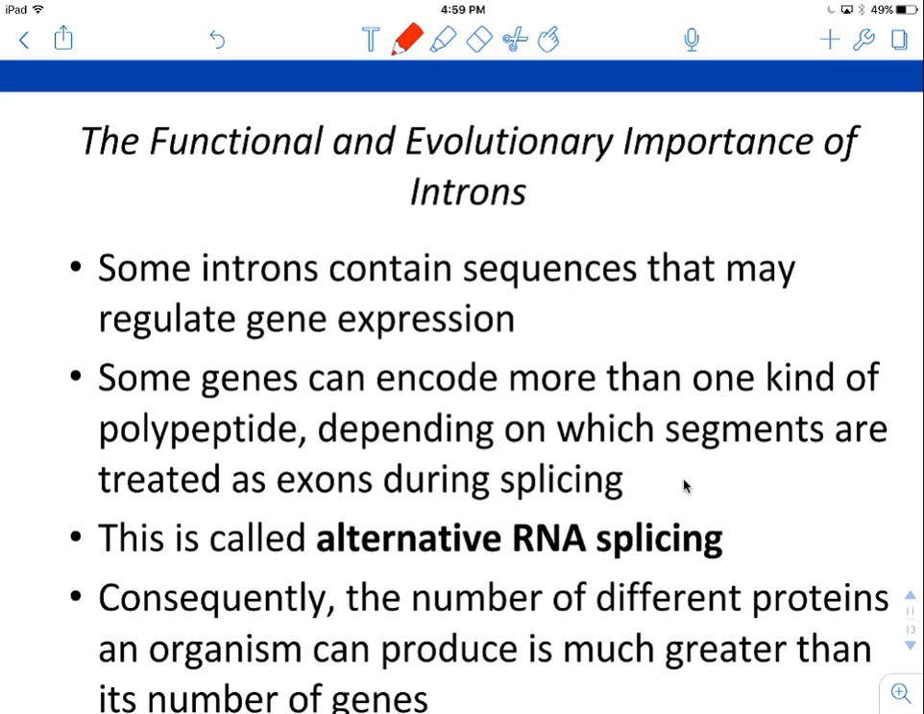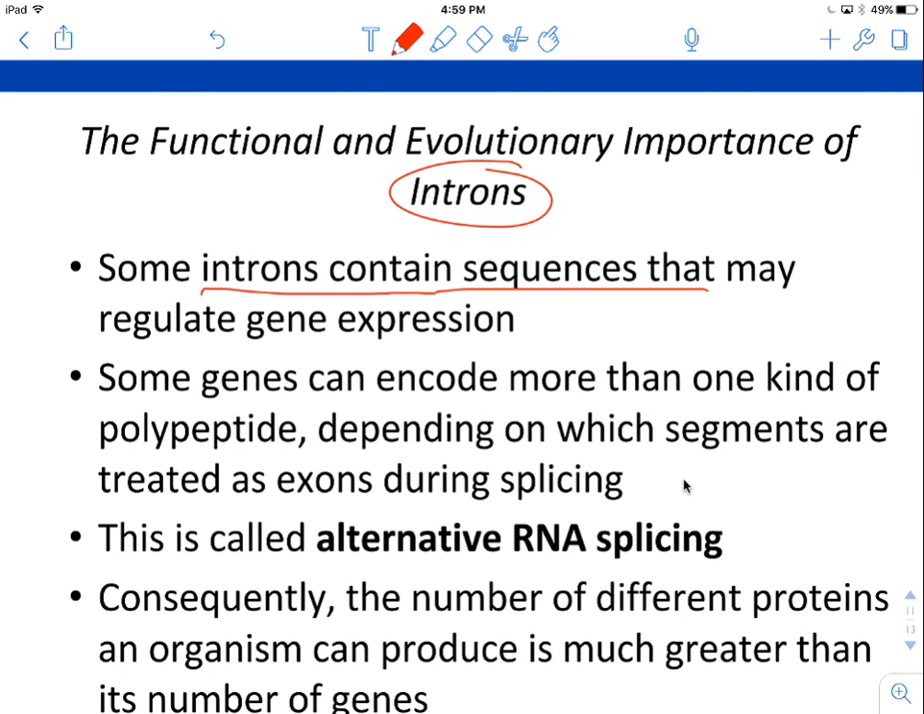All right. So, evolutionary importance of introns. And this is kind of what I was alluding to earlier. First of all, the introns can be used as ribozymes. What's cool is that some introns actually contain sequences that can regulate gene expression. So the intron itself may code for something that controls the expression of other genes.